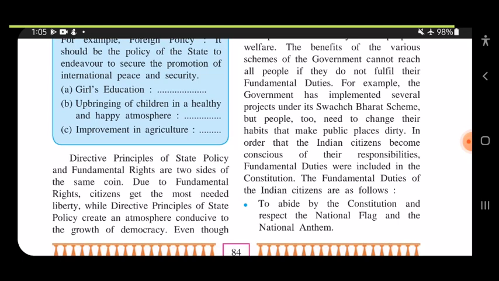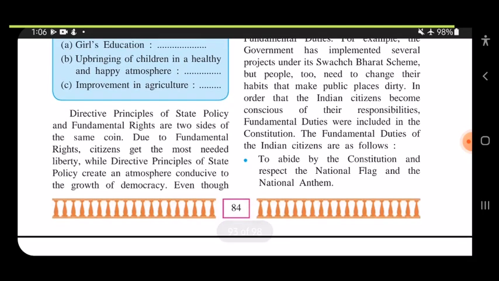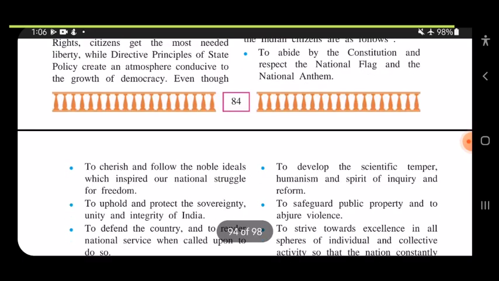Okay. Fundamental duties were included in the Constitution. Now there are some fundamental duties of the Indian citizens. We'll see what are they. To abide by the Constitution and respect the national flag and the national anthem. Now we all know when the national anthem is sung or when it's playing, we stand and respect it. Okay, so that is what we have to do.